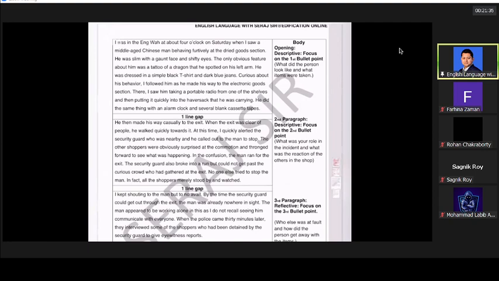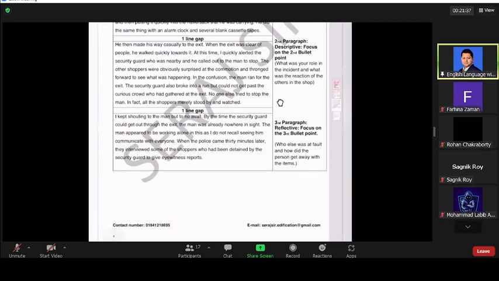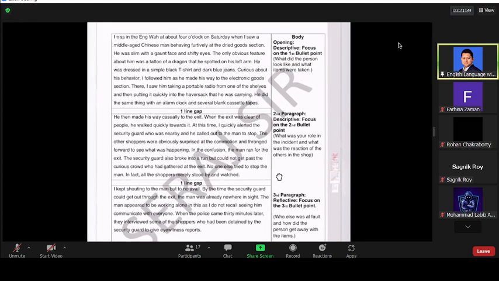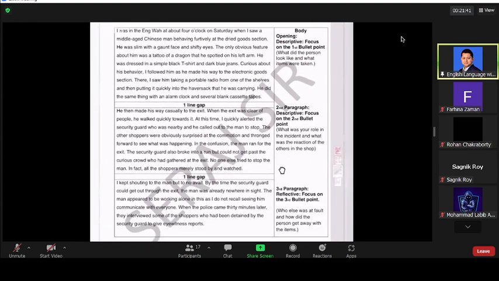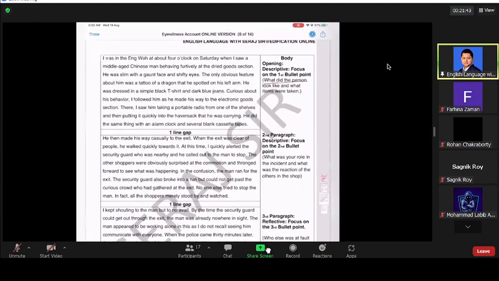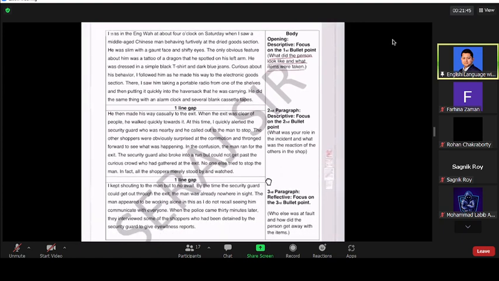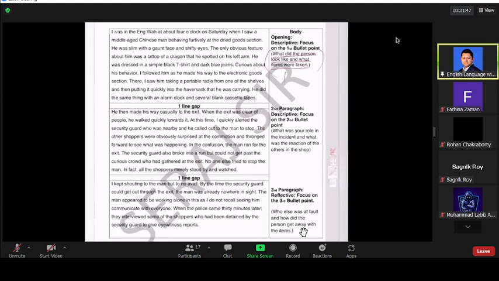Okay, my dear students, I hope you have read the sample. Now look at the first bullet point. What did the person look like and what items were taken? This is the first bullet point, and we know it's a descriptive point. Let's see, how did the student write? "I was in the" store. So definitely this is the place where this thing happened.